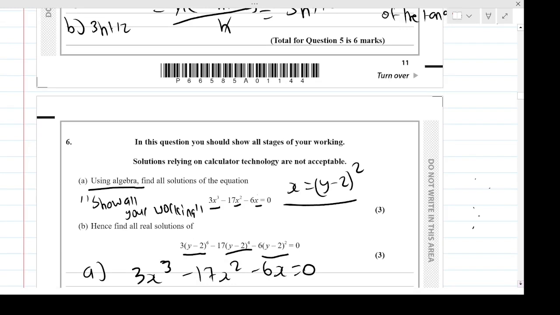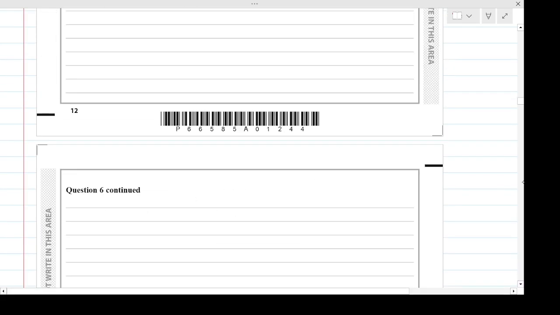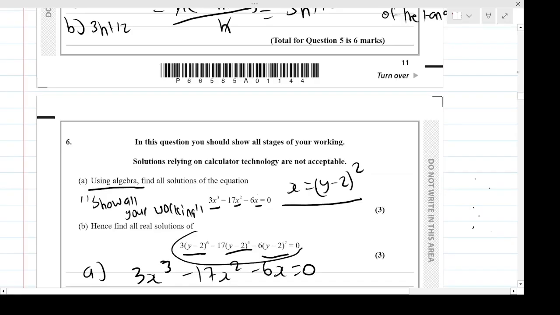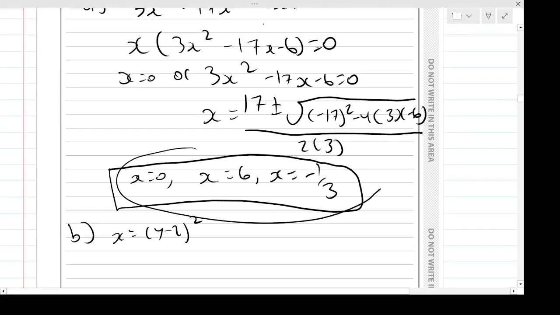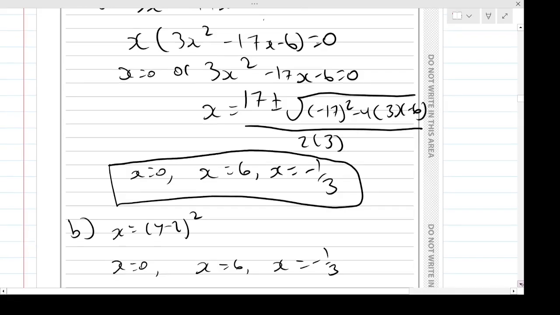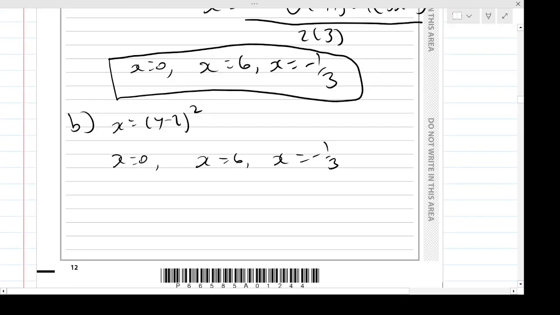And so in order to solve this more complicated equation, I can just use this substitution, this link between them, because I know what the solution to this quadratic is. So if I state that x is y minus 2 all squared, then the solutions to this harder equation are simply going to be the same solutions to x here. If x is 0, or x is 6, or x is minus a third are my roots for x, then I can solve for y by using this.